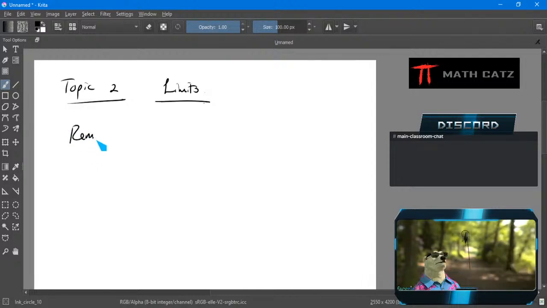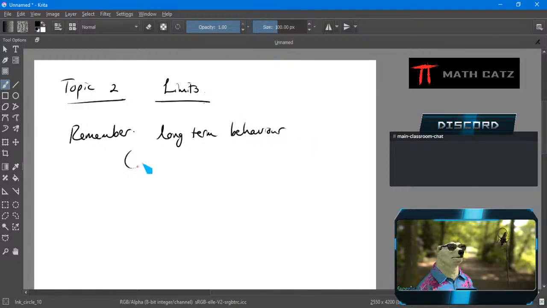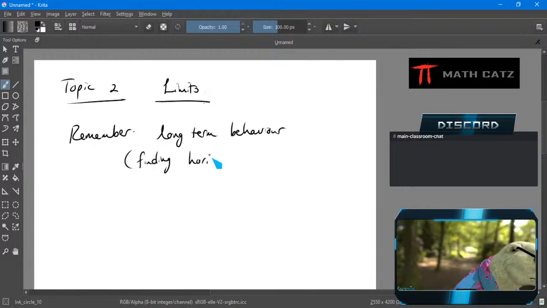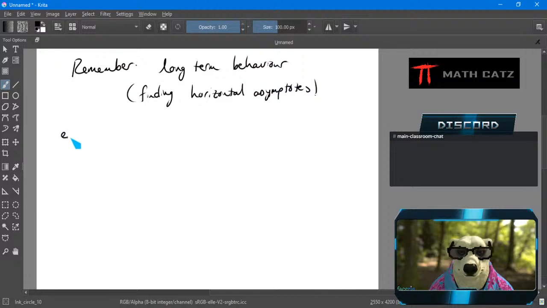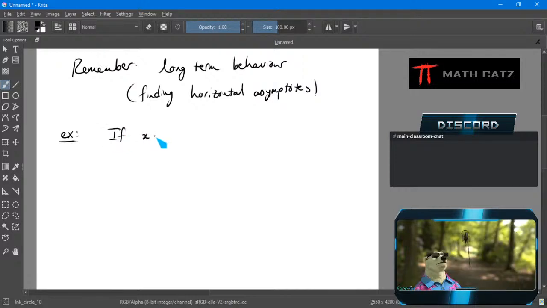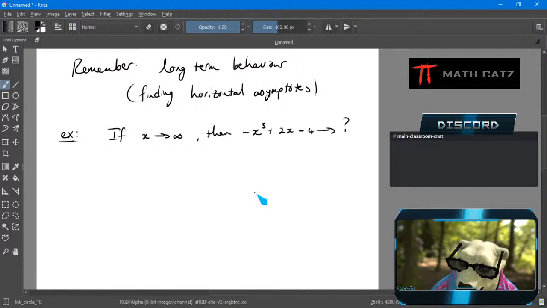So let's remember the long-term behavior question, or finding a horizontal asymptote, if there are any. What was that question? Now let's just do it for a polynomial. Or let's do an example for each. It's a random polynomial. We said that if x, for example, approaches infinity, then I may want to find out what does negative x cubed plus 2x minus 4 do. That's a typical question that we ended with last time.